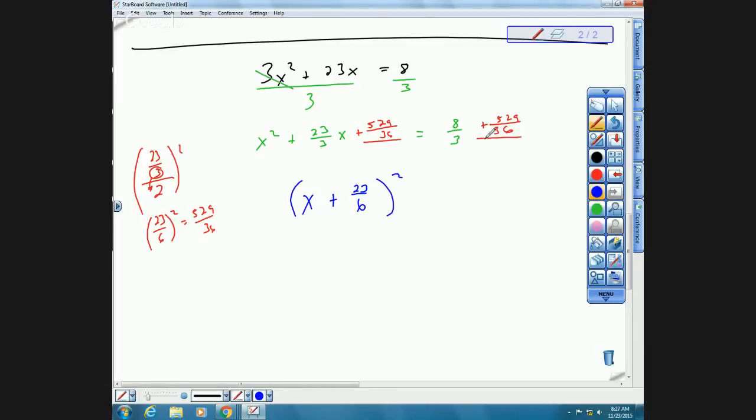And then to add these up, we have to get a common denominator. I need that to be 36, so I multiply by 12. 12 times 8 is 96, plus 529 is 625.